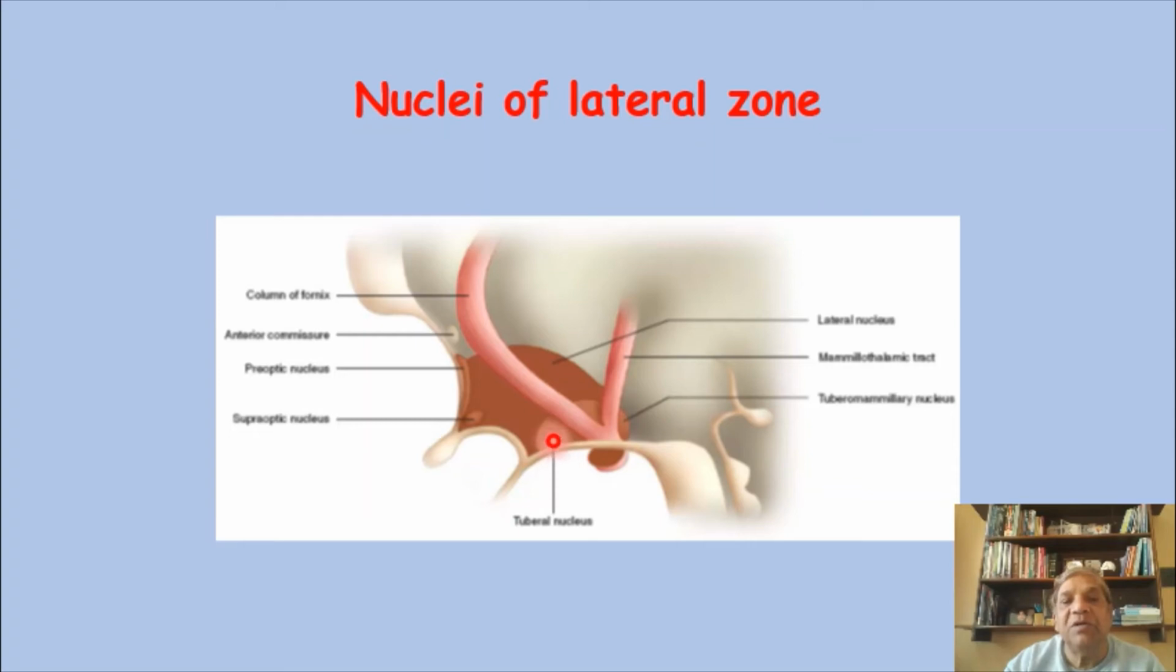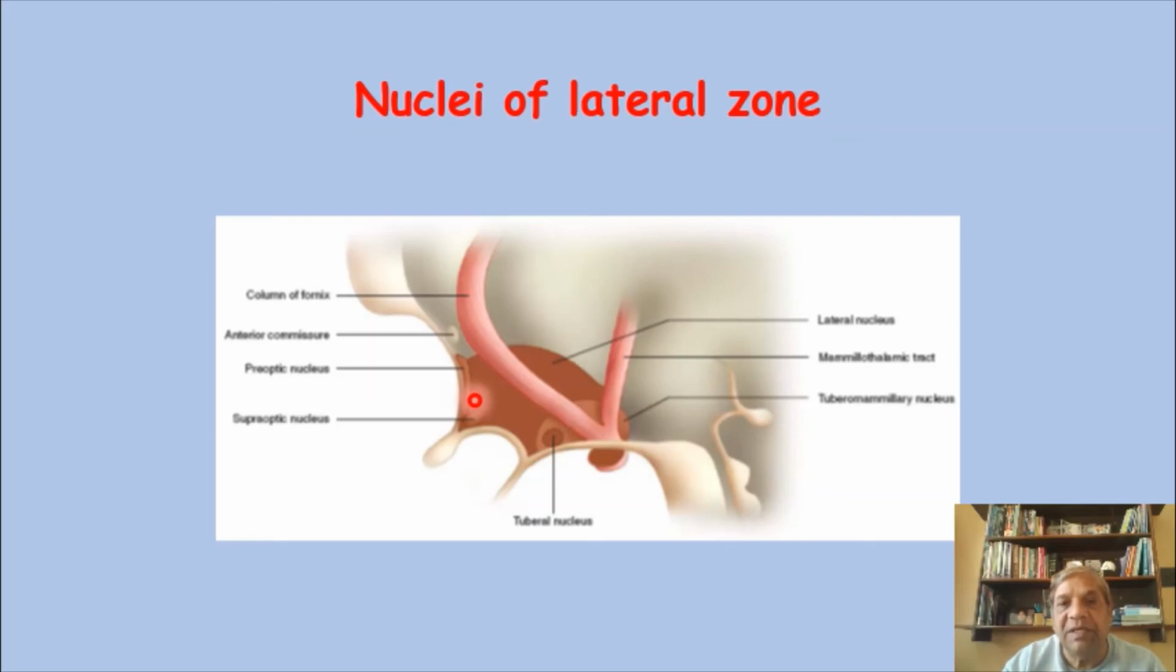Then there is a small nucleus called the tuberal nucleus, and deep to this tuberal nucleus, another nucleus is called tuberomammillary. And within the mammillary body, the mammillary nucleus is located, which is present in both the zones, medial as well as lateral. So the preoptic nucleus is also present in both the zones, medial as well as lateral. So these are the nuclei which are classified on the basis of the medial zone and the lateral zone.